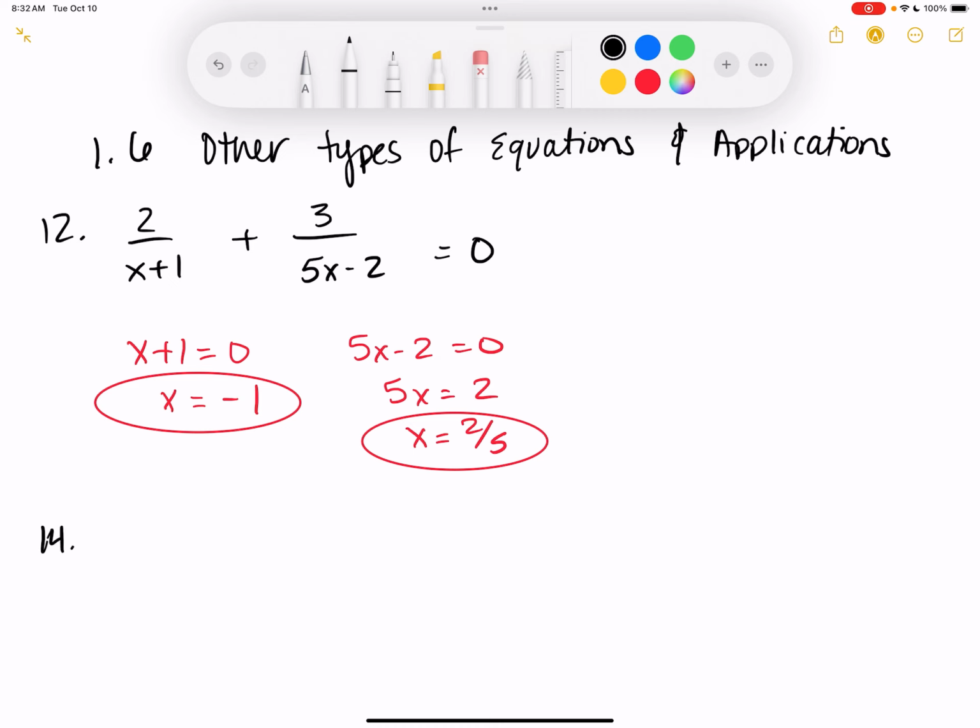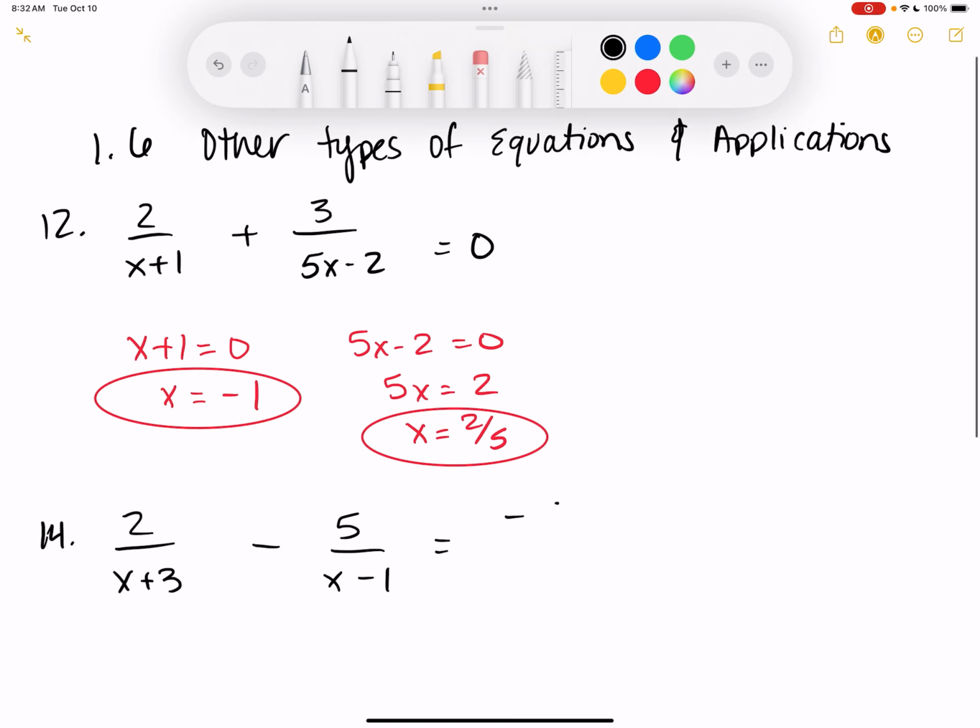Let's see, 14, 2 over x plus 3 minus 5 over x minus 1 is equal to negative 5 over x squared plus 2x minus 3. Just to be clear, I didn't set them equal to 0 because this equation was equal to 0. I would do that regardless because the bottom can't be 0. So I'm trying to figure out what makes the bottom 0.